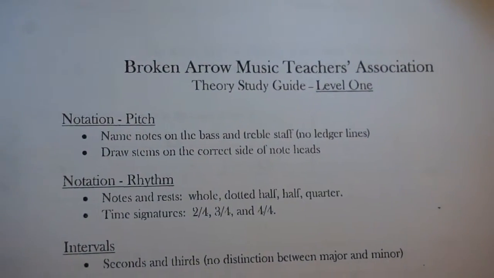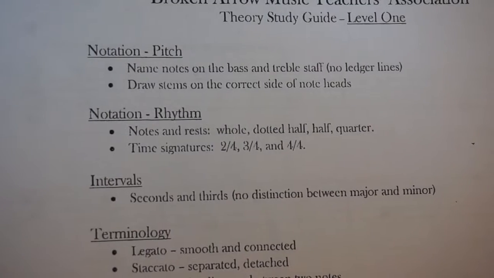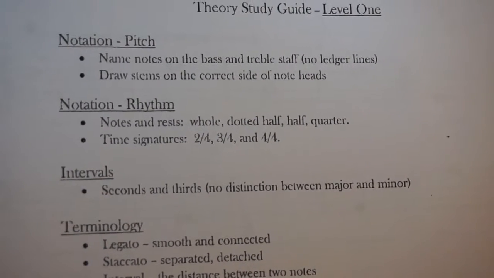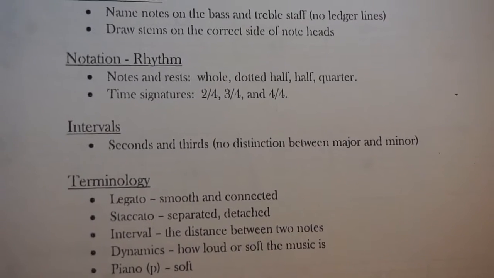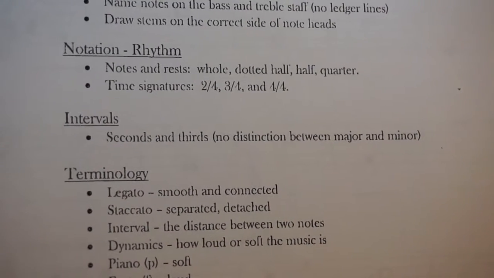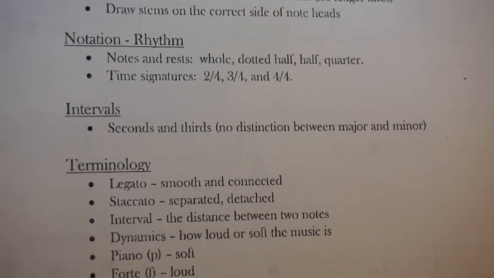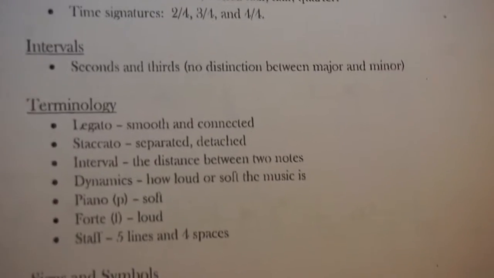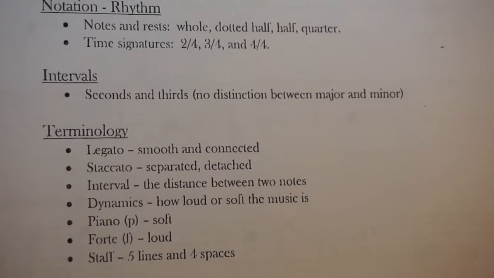Things you need to know for the theory study guide. Notation. Name notes on the bass and treble staff, no ledger lines. Draw stems on the correct side of note heads. Notation. Rhythm. Notes and rests, whole, dotted half, half, quarter. Time signatures, 2/4, 3/4, and 4/4. Intervals, seconds and thirds. We'll talk about intervals in this.